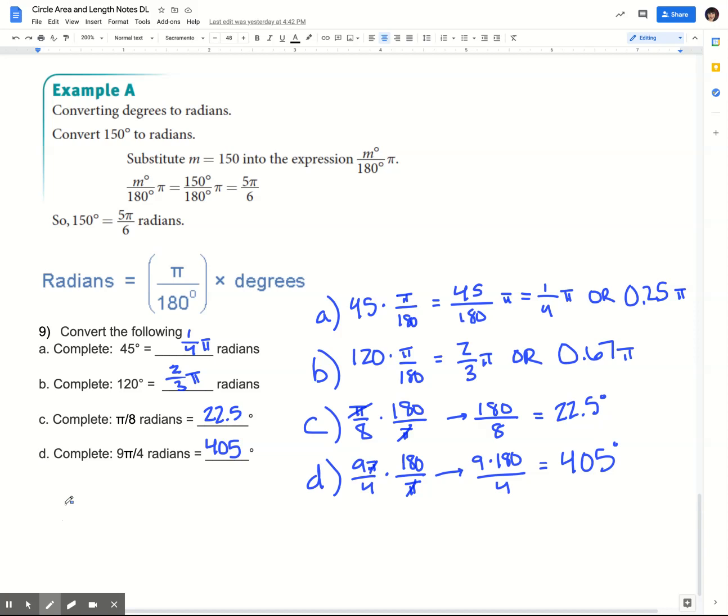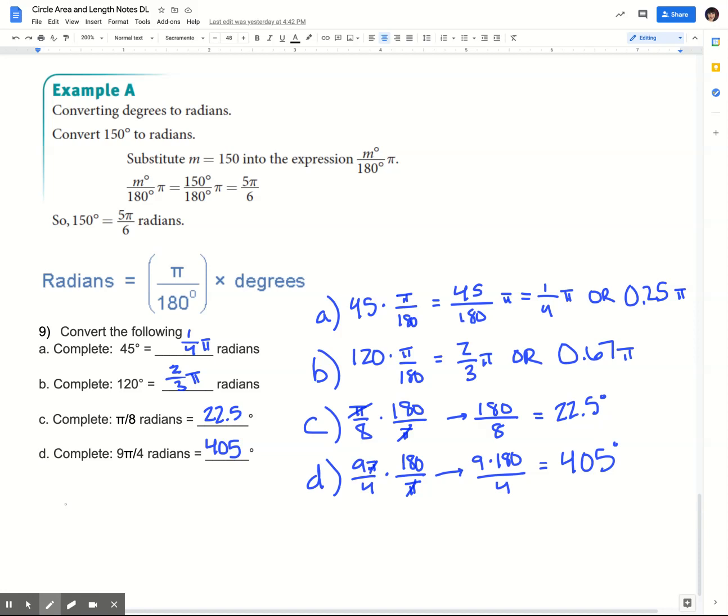All right, folks, so go ahead and check your answers against mine. So part A, you should have gotten 1/4 pi or 0.25 pi, because 45 divided by 180 is 1/4 or 0.25. Okay, for part B, I did not realize that I did the same example previously in the video as I had here. So you should have had that one already. It's 2/3 pi or 0.67 pi. For part C, you should have gotten 22.5 degrees, right? Because 180 divided by 8 is 22.5.